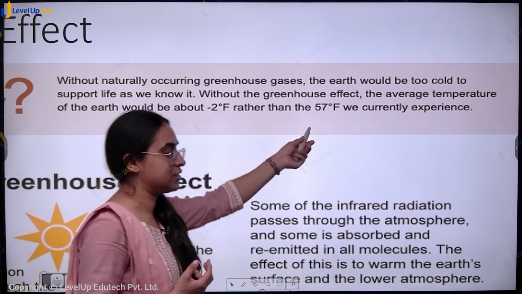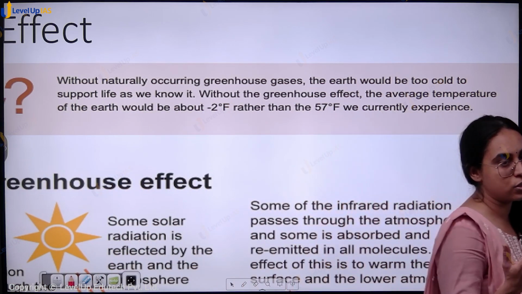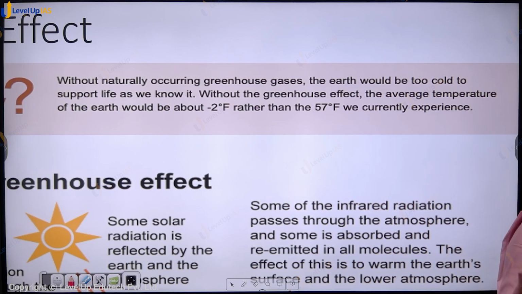Right now, it is about what? 57 degrees Fahrenheit. If I talk in average terms, it is about 15 degrees Celsius. It would have been too cold to even support life.